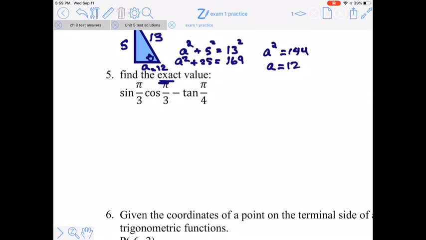If you wanted to use the special triangles, then you would still want to say, well, what is pi over 3? It's 60 degrees. So you want the 30, 60, 90 triangle. 60 degrees would be the larger of the two angles there. And the sides of it are 1, 2, square root of 3. And the definition of sine on a triangle is opposite over hypotenuse. So you get the same answer, square root of 3 over 2.